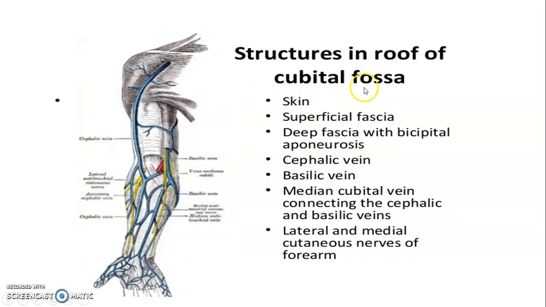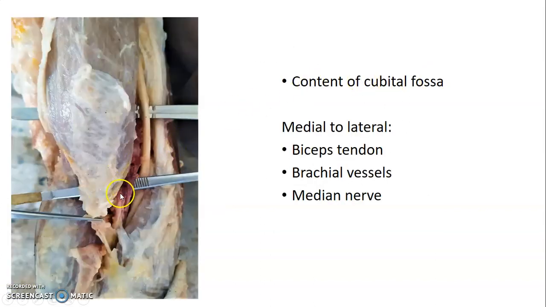So which structures are in the roof of the cubital fossa? The skin, below the skin, superficial fascia, then the deep fascia, and then you have your bicipital aponeurosis. Okay, then the cephalic vein on the lateral aspect, basilic on the medial aspect, and these are joined by the median cubital vein that is connecting the two of them. And again, at the cubital fossa, you have your lateral and medial cutaneous nerves of the forearm. So as you can see here, the lateral cutaneous of forearm from musculocutaneous and medial cutaneous of the forearm. So these are the contents of the cubital fossa, the deep contents.